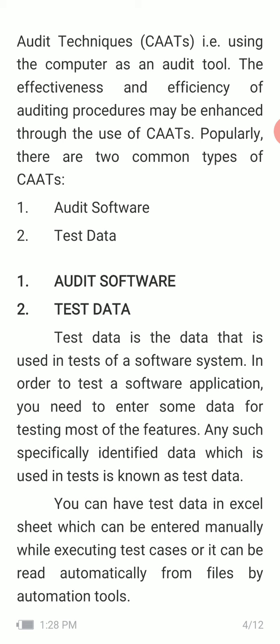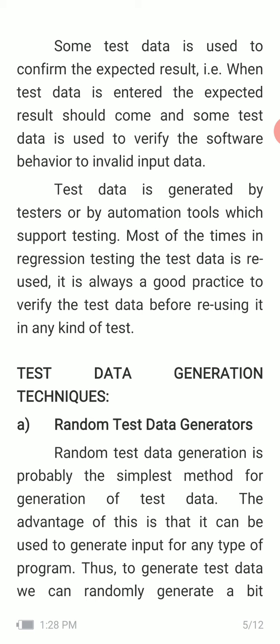You can have test data in an Excel sheet which can be entered manually while executing test cases, or it can be read automatically from files by automation tools. Some test data is used to confirm the expected result. That is, when test data is entered, the expected result should come. And some test data is used to verify the software behavior to invalid input data.